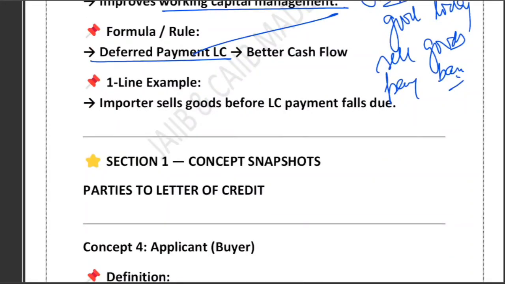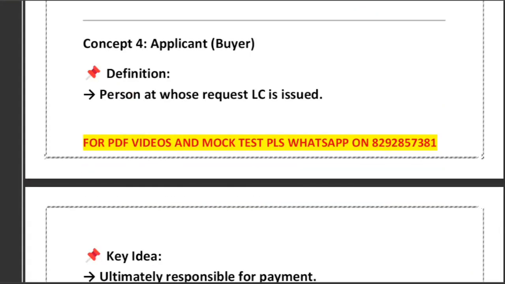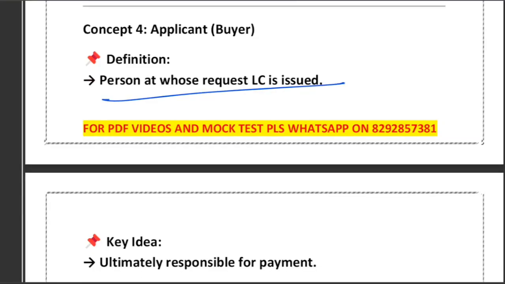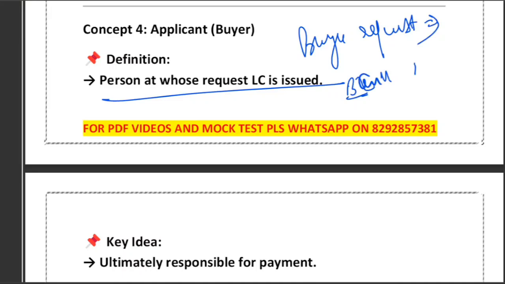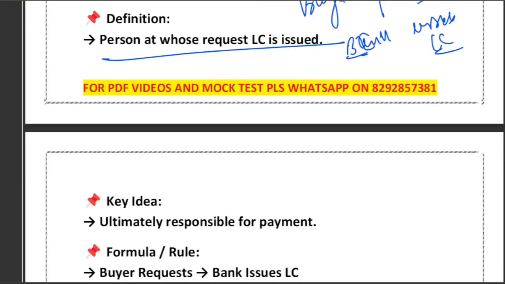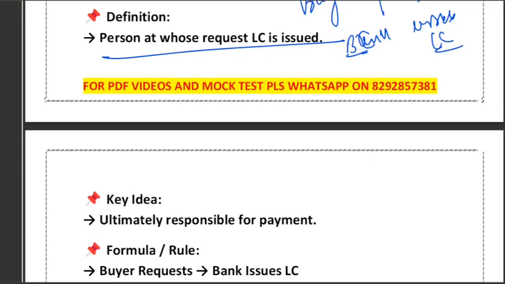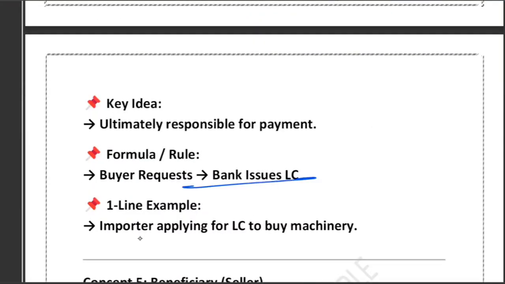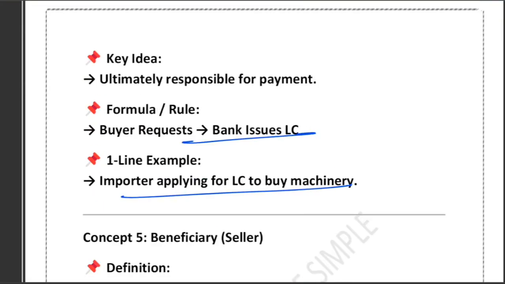So the first party is the applicant or the buyer, meaning the person who requests the bank to issue the LC. The person at whose request the LC is issued is called the applicant or buyer. So what happens: the buyer requests, and on the request of the buyer, the bank issues the LC. Very important. For example, an importer applying for an LC to purchase machinery, right? Buyer requests, bank issues LC. The importer is applying for an LC to buy the machinery.